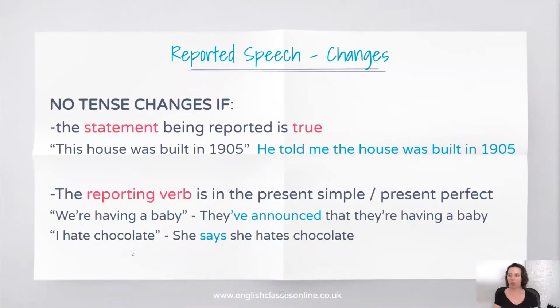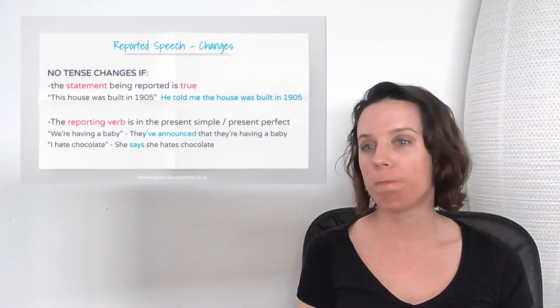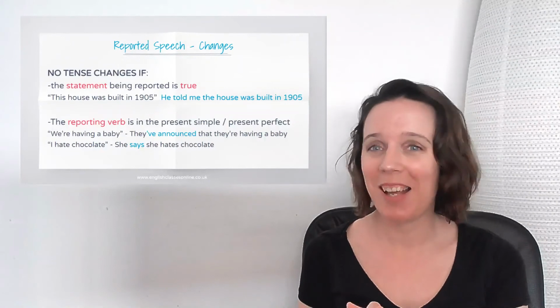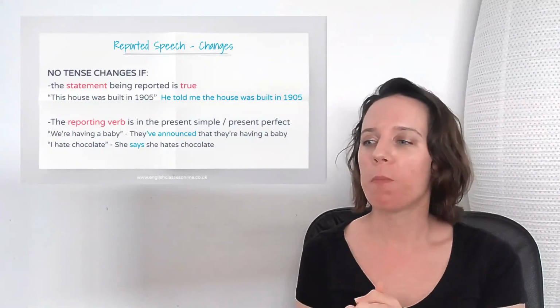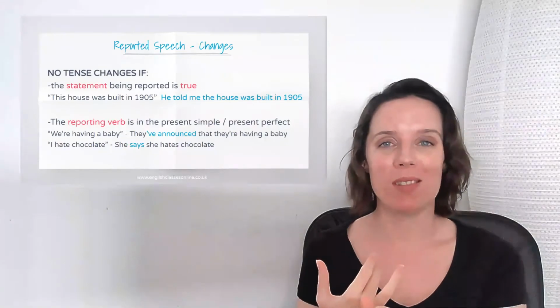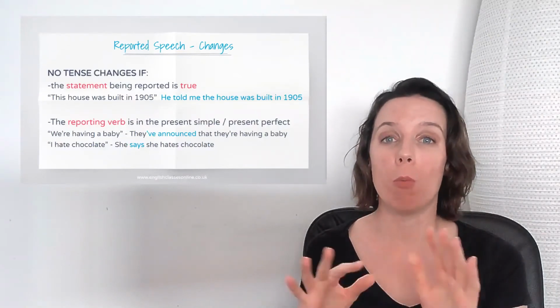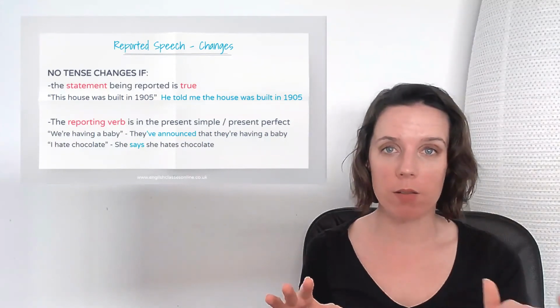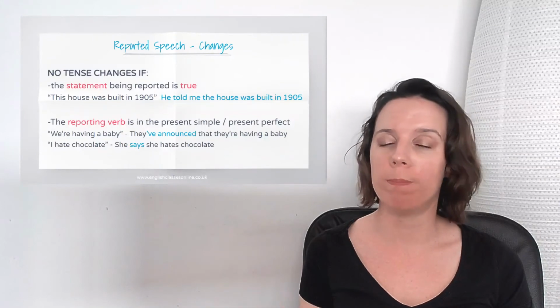Same if someone says, "I hate chocolate." She says she hates chocolate. Say is in present simple. This could also be a true fact as well. I hate chocolate, it's a fact. She says she hates chocolate, it's a fact. Okay. I don't hate chocolate. I don't know who hates chocolate, but there's something wrong with you. I'm joking. So, if the reporting verb is in present simple or present perfect, don't change the verb tense. And if the statement is true, don't change the verb tense. Okay? They might try and trick you with that one. So be careful.